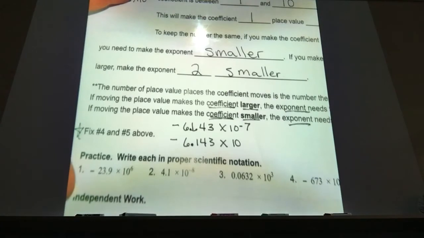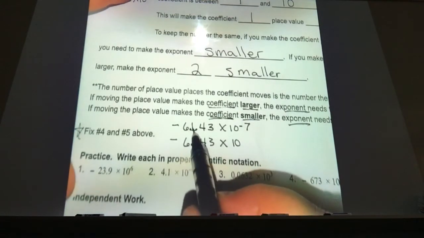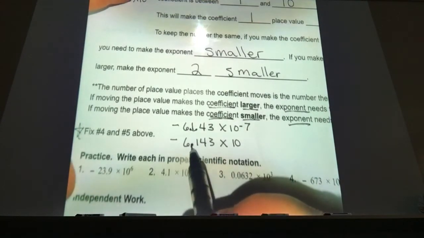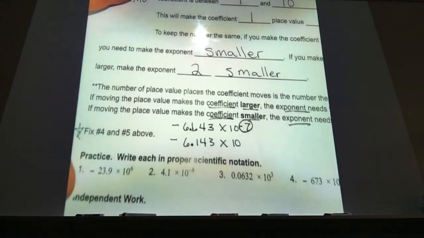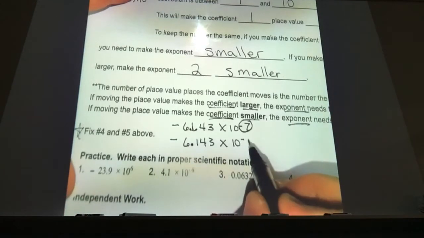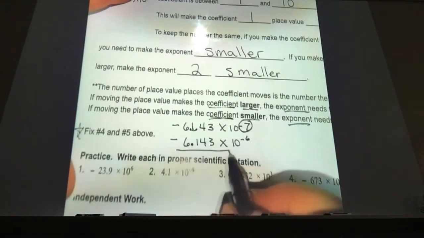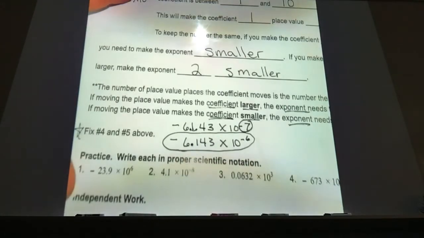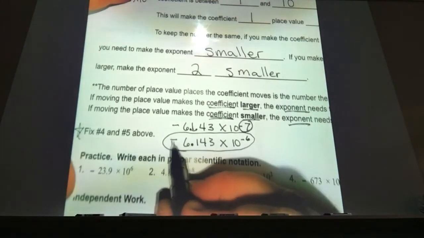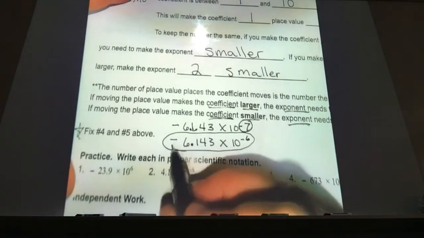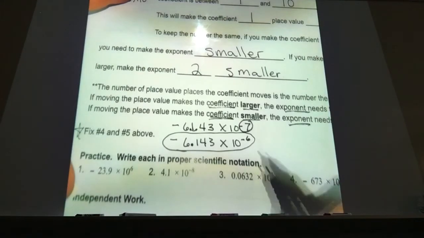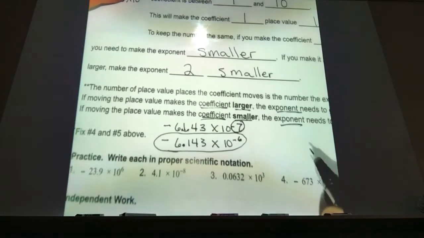And what happens to this? Well, this was 61, and now it's 6. It got smaller. That means this is going to get bigger. What's bigger than negative 7? One place bigger than negative 7 would be negative 6. And there you have it. Always this negative that's going on to your coefficient, just bring it along for the ride. All right? Let's try number 5.